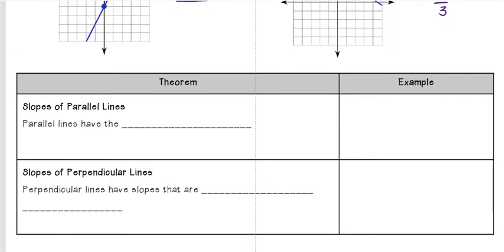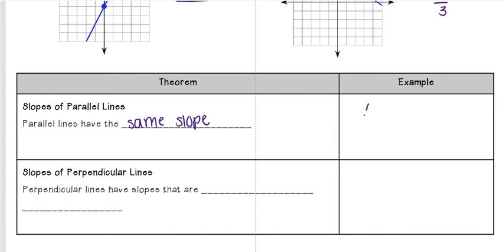So these two theorems that we're going to talk about right here basically tell us that we can tell if two lines are parallel or perpendicular based on what their slopes are. So slopes of parallel lines have the same slope.